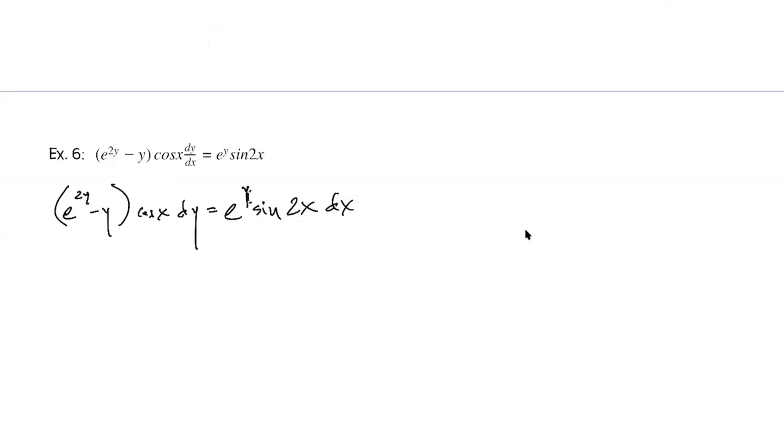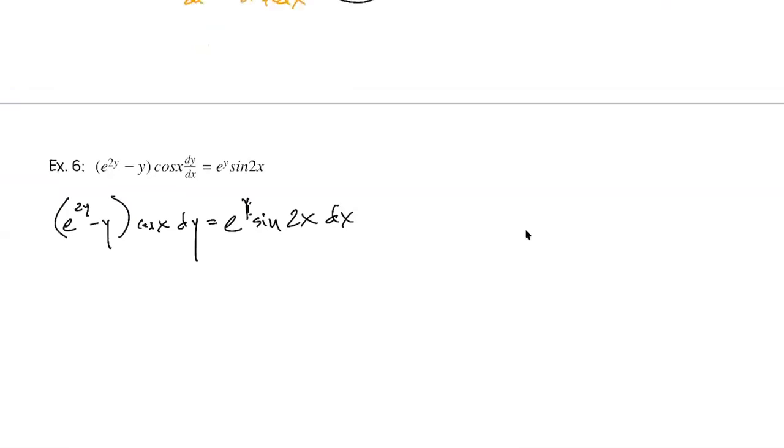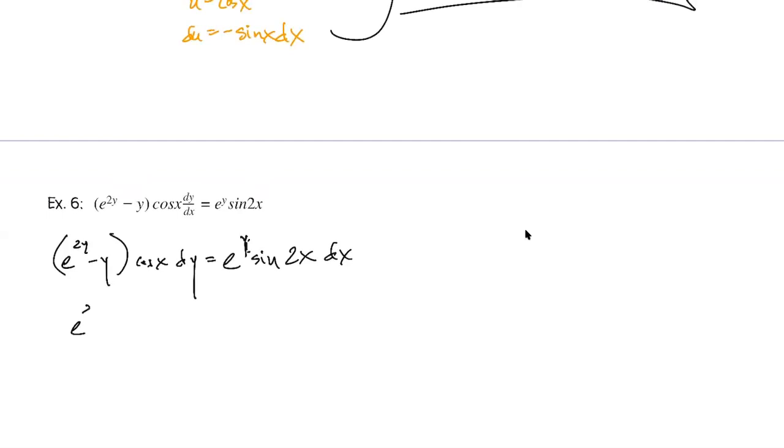Now I am going to divide by the e to the y, and I'm going to divide by the cosine. So this is going to give me e to the 2y minus y over e to the y, and on the other side, sine 2x over cosine x dx.